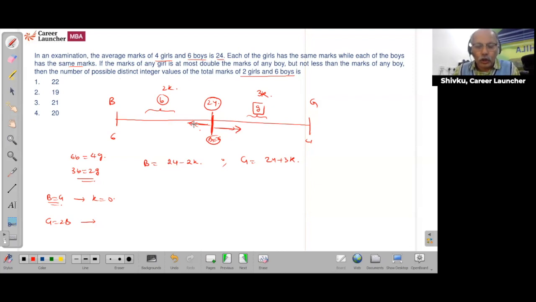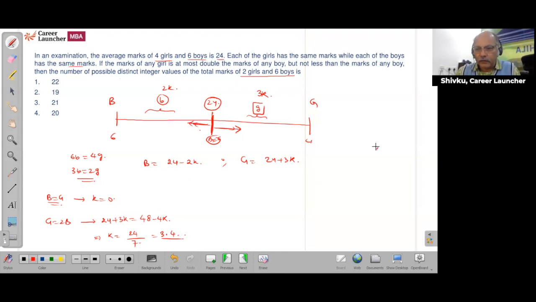To such a condition that G cannot be more than twice of B. That's what the question says. So if G is equal to twice of B, let's see what is the value of K. If G is equal to twice of B, then I have 24 plus 3K is equal to 48 minus 4K, or I'll get the value of K equal to 24 by 7. That's equal to 3.4 something.